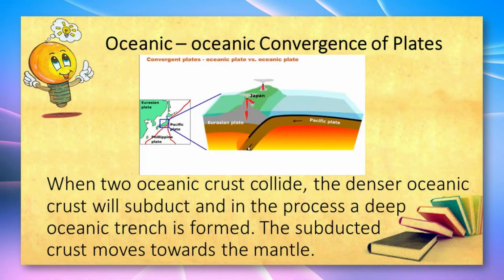Another type of convergent plate boundary is oceanic convergence of plates. It happens when two oceanic crusts collide. The denser oceanic crust will subduct and in the process, a deep oceanic trench is formed. The subducted crust moves towards the mantle.